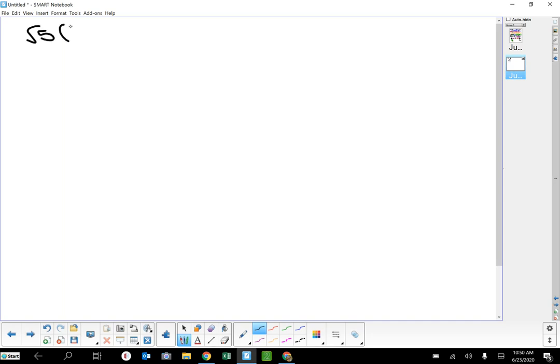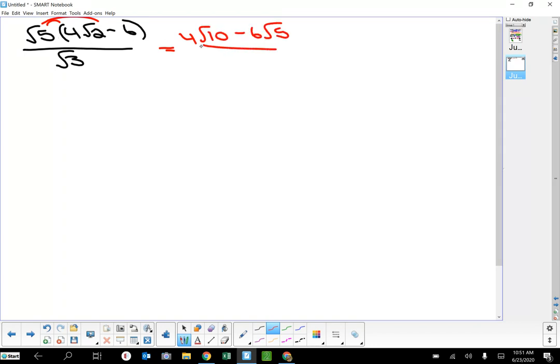All right, so the next example looks like this: radical 5 times 4 radical 2 minus 6, over radical 3. First we're going to distribute up in the numerator, and then we'll deal with the denominator. So that's going to give us 4 rad 10 minus 6 rad 5 over rad 3. Now I'm going to multiply by rad 3 over rad 3. And when you have 2 or more terms, make sure you put those in parentheses and just distribute backwards. So we're going to do that.